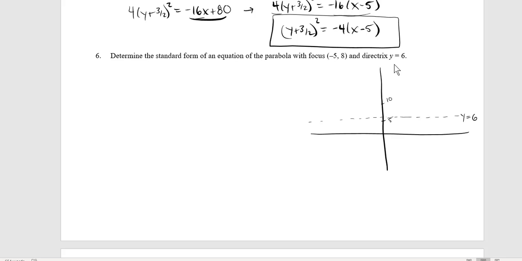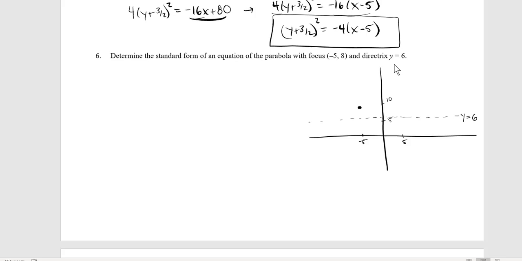And we know the focus is at negative 5, 8. So negative 5 I'll say is about here. And 8 is 2 below the 10 mark, so maybe about there.